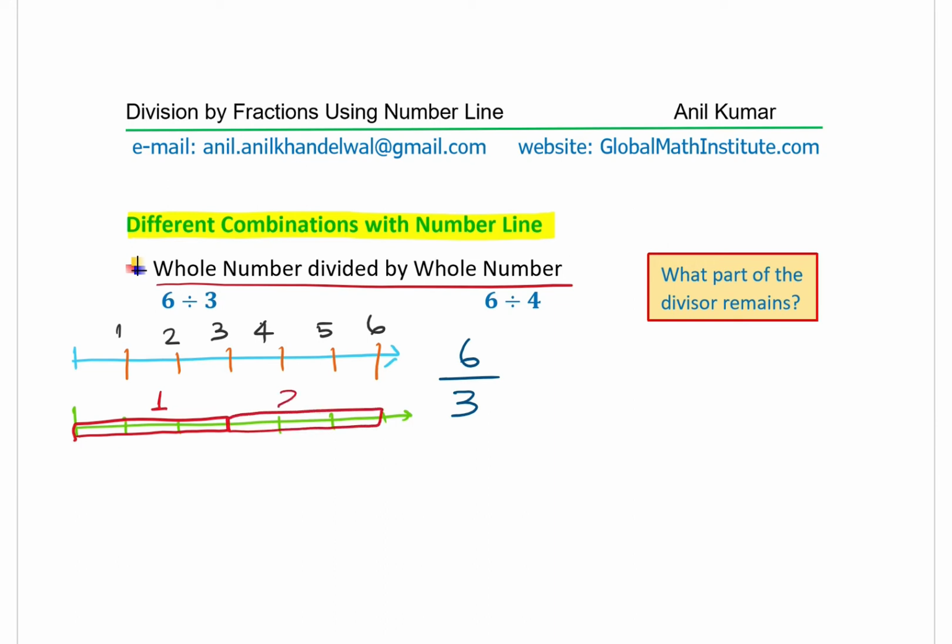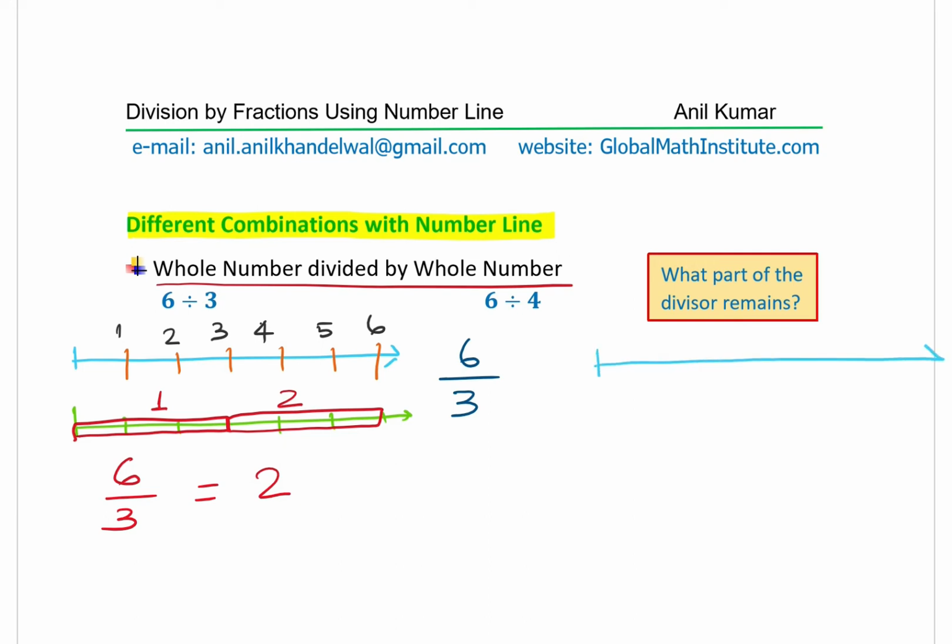2 groups, correct? And therefore, we know that 6 divided by 3 is equal to 2. And that is the number line model. Perfect. That is how we could do it. Now the other example is 6 divided by 4. And in that case, we expect a remainder. So we'll see how to interpret remainder.